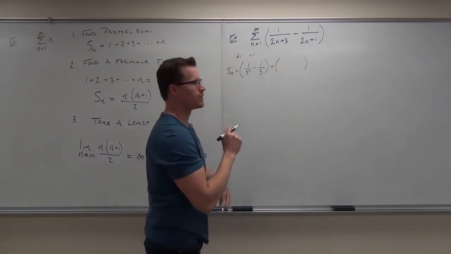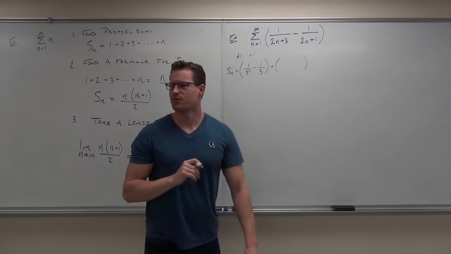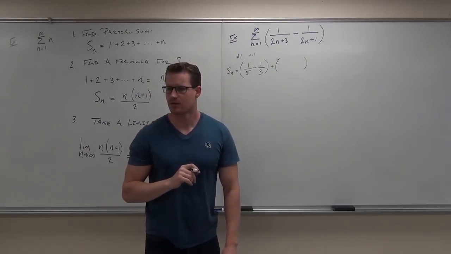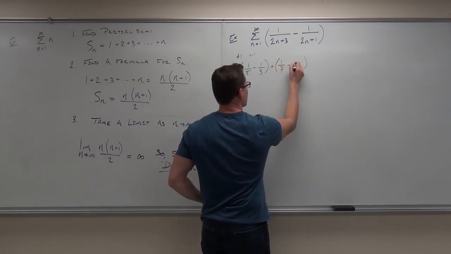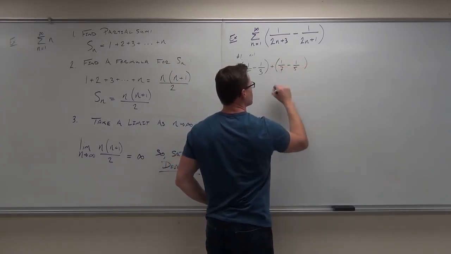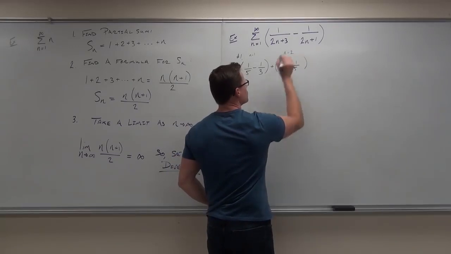Okay, so let's keep on going. What's going to be our next two fractions? Can you tell me that? 1/7 minus 1/5. Very good. This would be n equals 2.